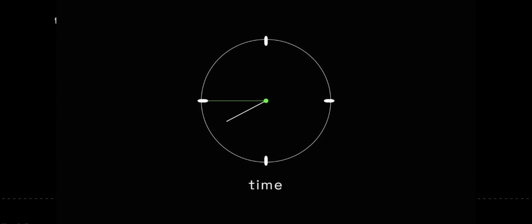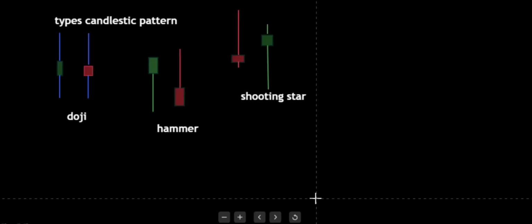Today in this video we will discuss some candlestick patterns. Candlestick patterns are the basics of trading, but it is very important to understand them if you want to learn trading. I will tell you some important candlestick patterns, so watch till the end. Without wasting time, let's go to the screen.